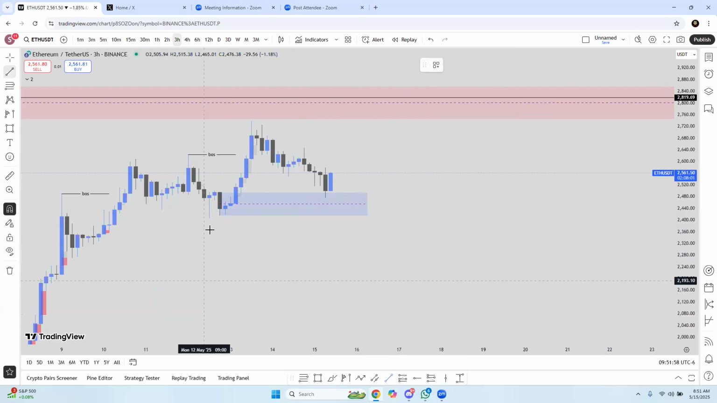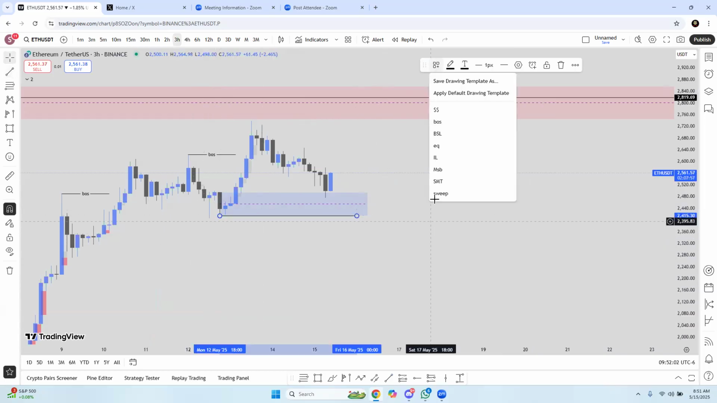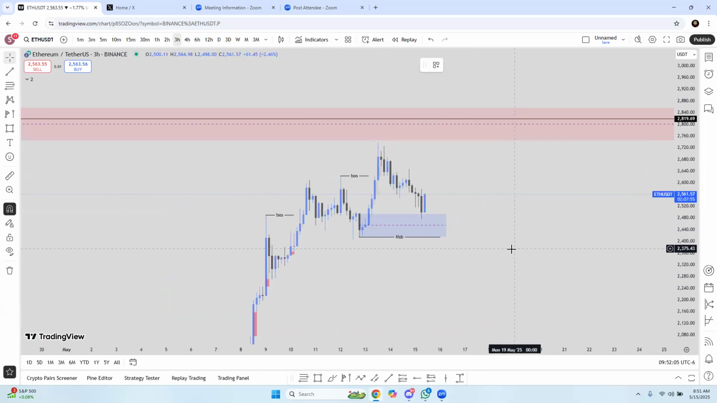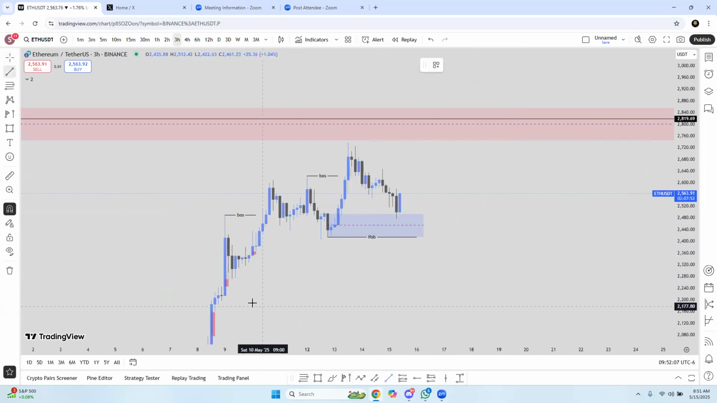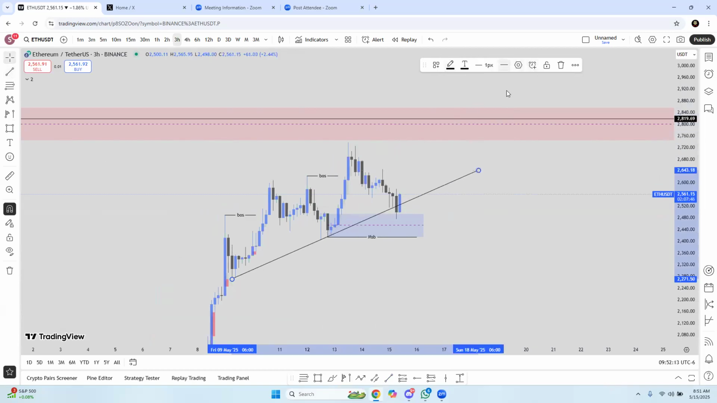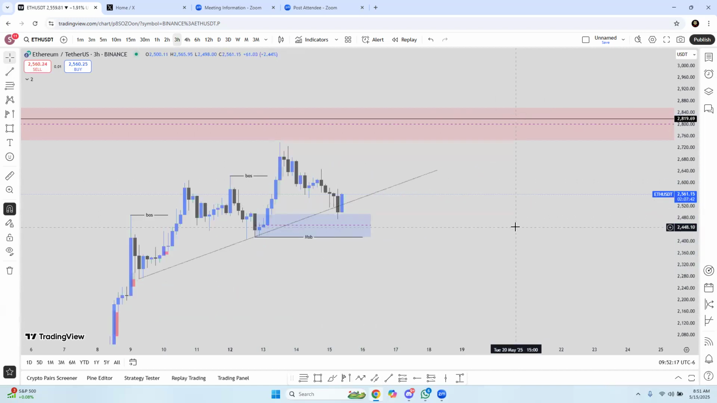Invalidation of this structure was closing H3 below here because that will be our MSB. And another thing, a trap created here, a trend line breakout trap. Trend line and retailers are getting short here. Oh, we are going down, we are going down. Just below the trend line, we had our demand, we tapped in it, and we are now going up.